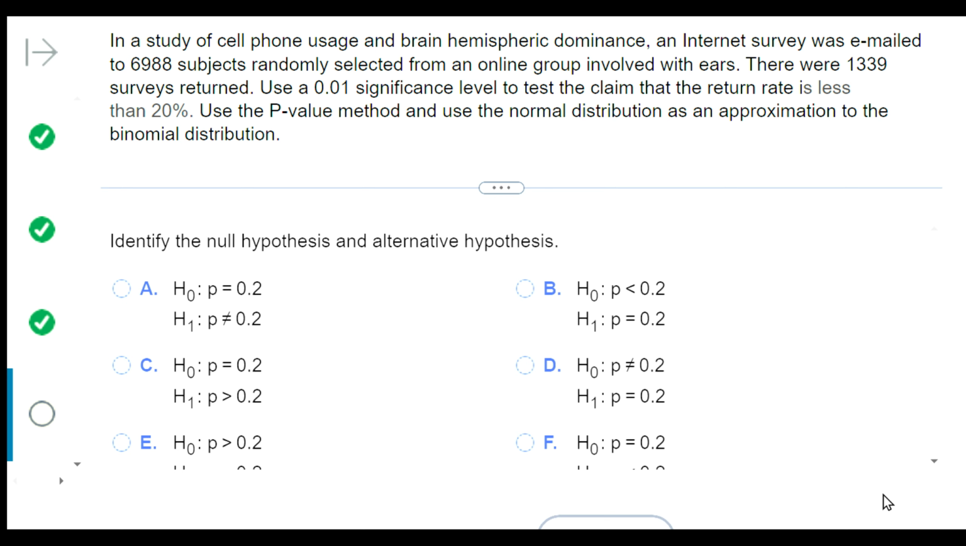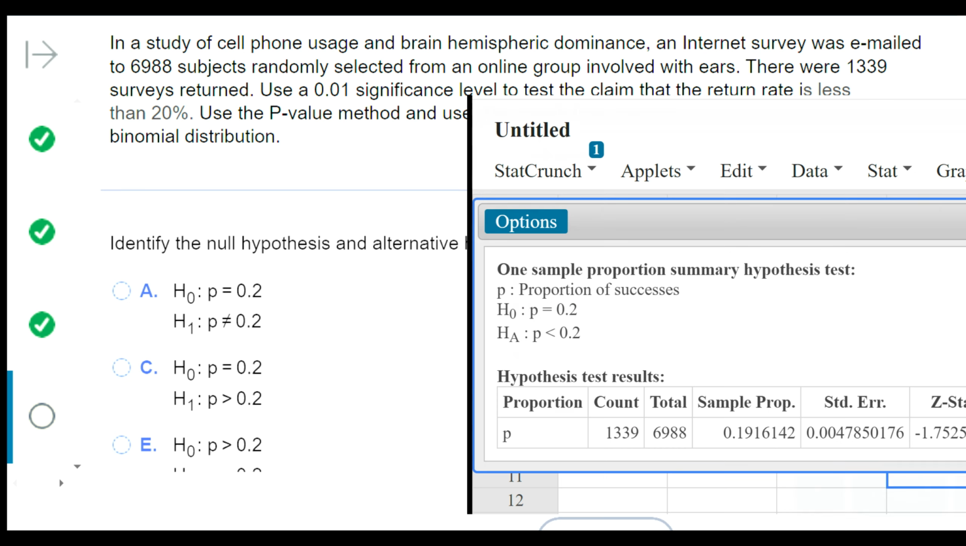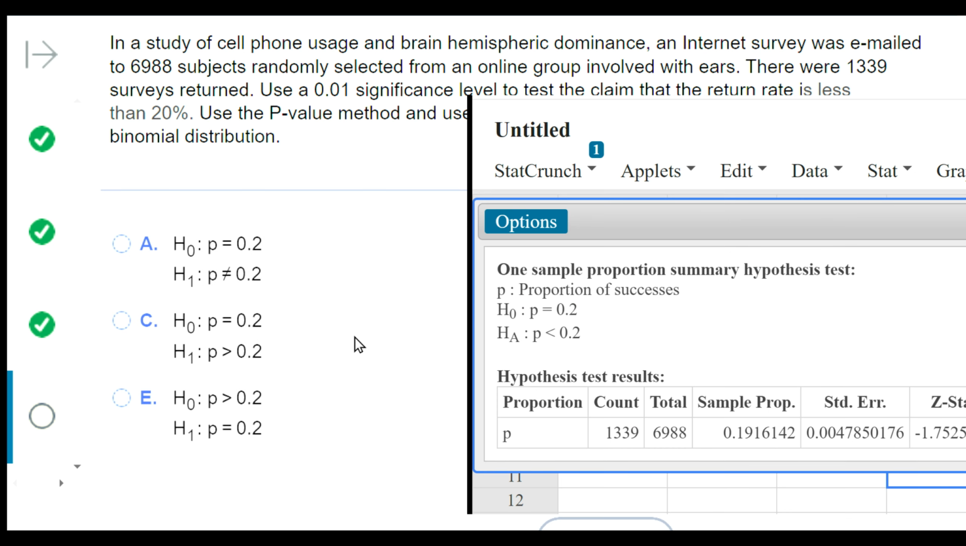Okay. So I'll return to StatCrunch, proportion stats, 1 sample with summary. Here it is. There was 1,339 people out of 6,988 people. Test the claim that it's equal to 0.2 or less than 0.2. Compute. There's my z-stat and p-value.